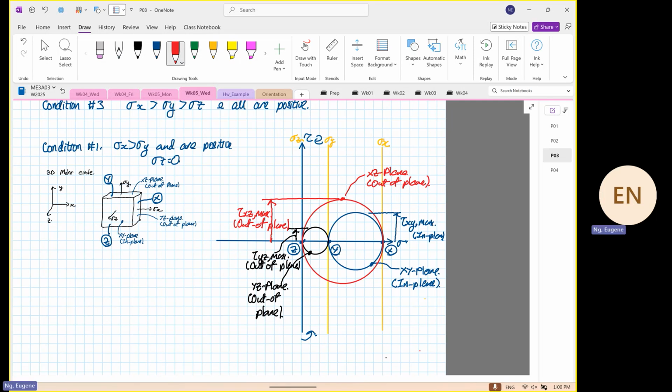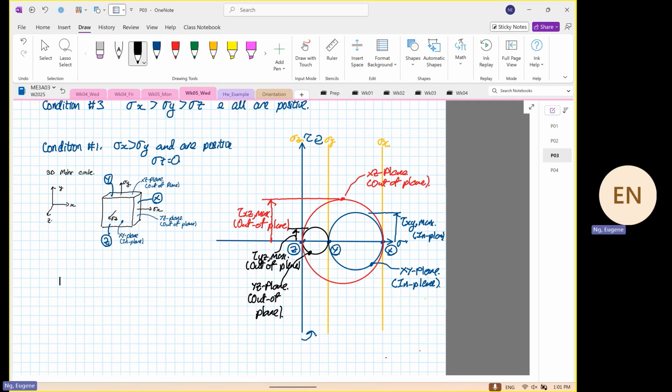I'm going to highlight to you now why 3D Mohr circle is important. You will tell me, Eugene, why we have to go 3D. 2D is enough? Okay, we have to be careful. Some people say an undergrad degree is enough, you don't need to do masters. You have to be careful.